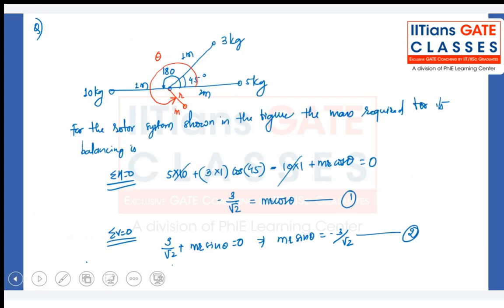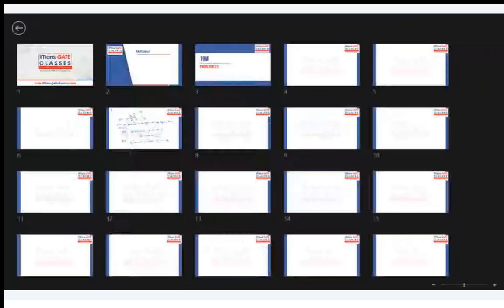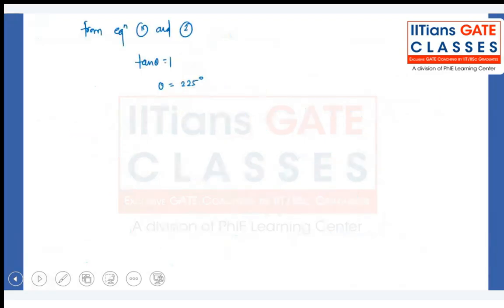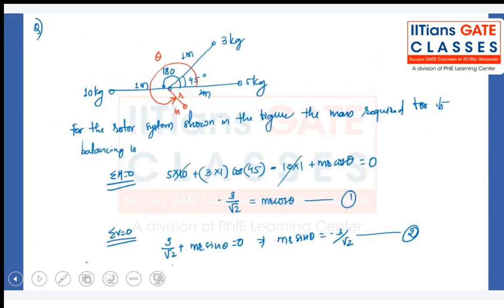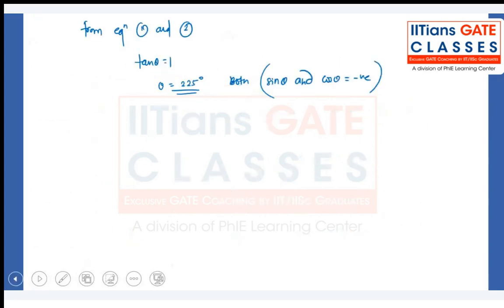Okay, and at that particular point, both your MR sin theta and MR cos theta will be negative. At 225 degrees, both sin theta and cos theta are negative. Correct. So whichever option they have given, or you can just put it into equation number 1 and 2 and calculate the value of M and R, and solve it.